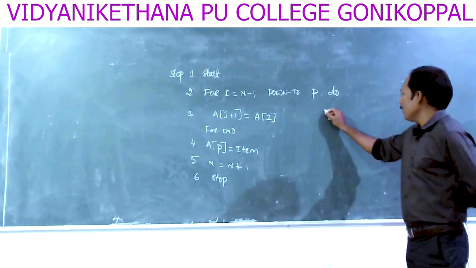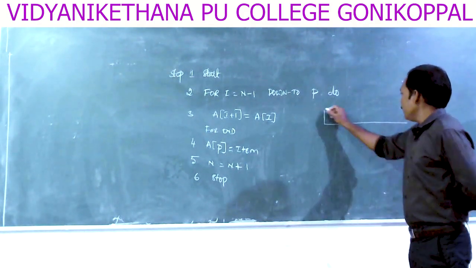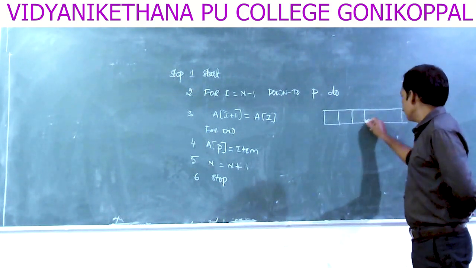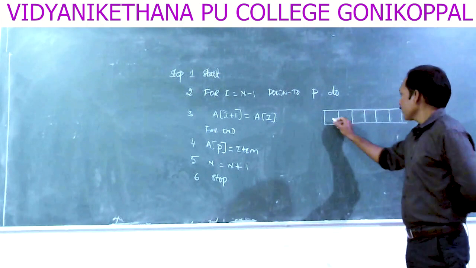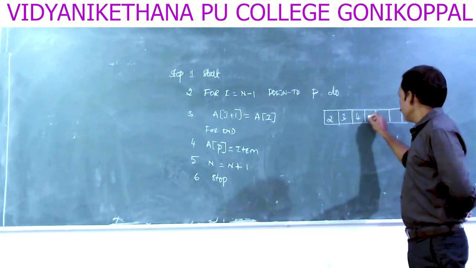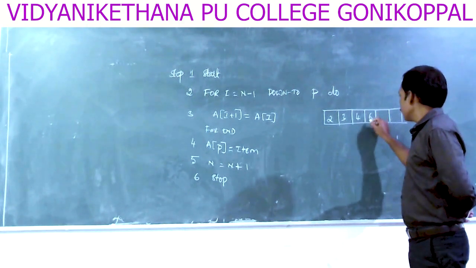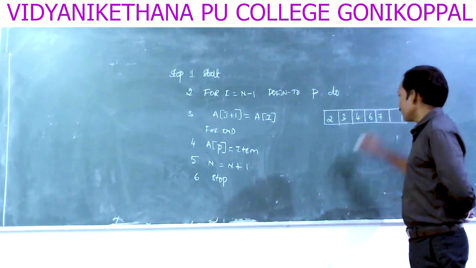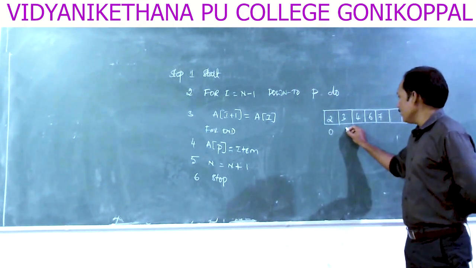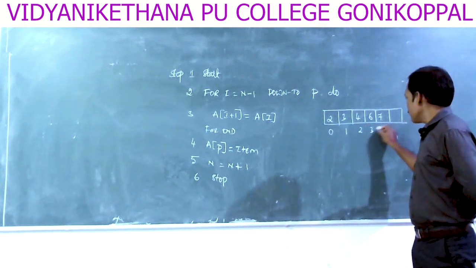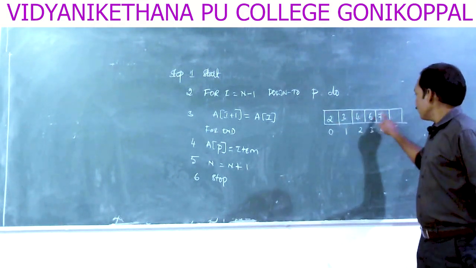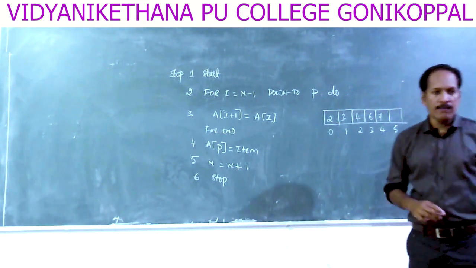So let A be an array with some elements. Let me take some number of elements: 2, 3, 4, 6, 7, something like this. Suppose I want to insert some number at some position. This is an array with n elements. This is the subscript, as usually we know: 1, 2, 3, 4, 5. Right now we have 5 elements.